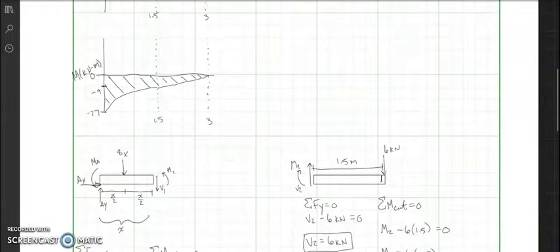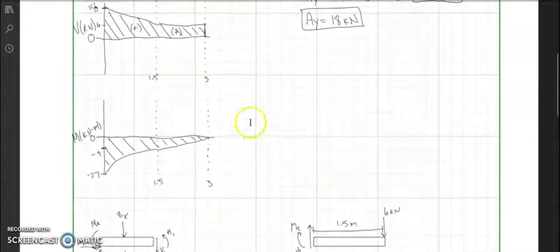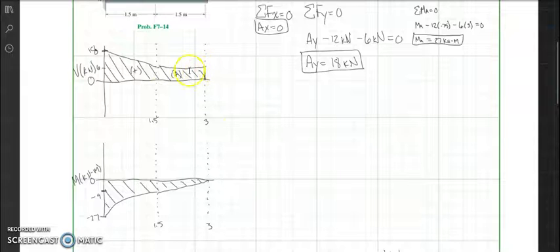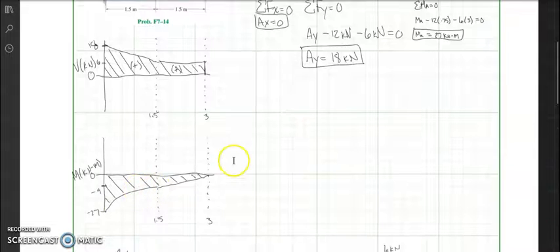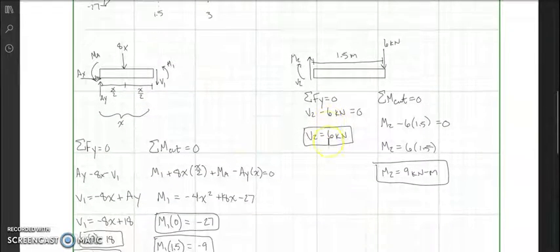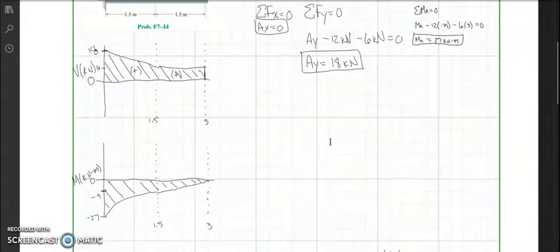And since this is just a straight line on our shear diagram here, I know it'll be a linear straight line down on my moment diagram. And since this had a slope here, I knew that was going to be a parabolic curve here. This solves for all my forces and moments and completes my shear and moment diagrams.